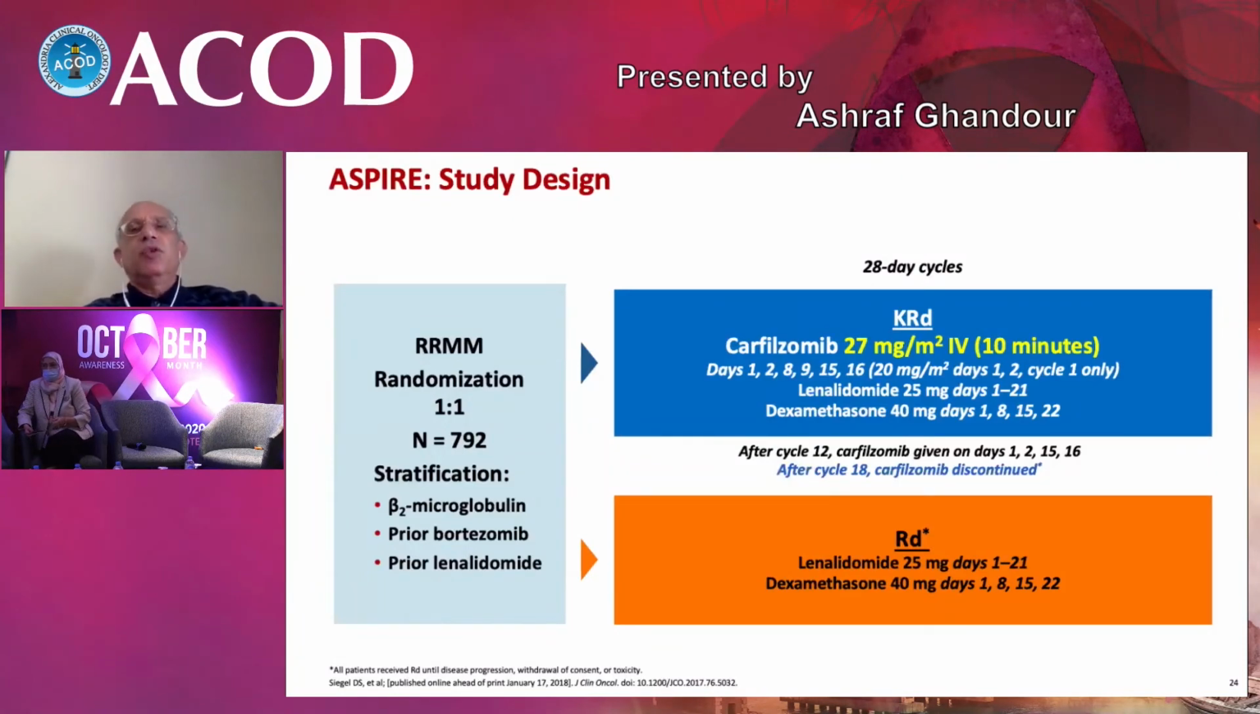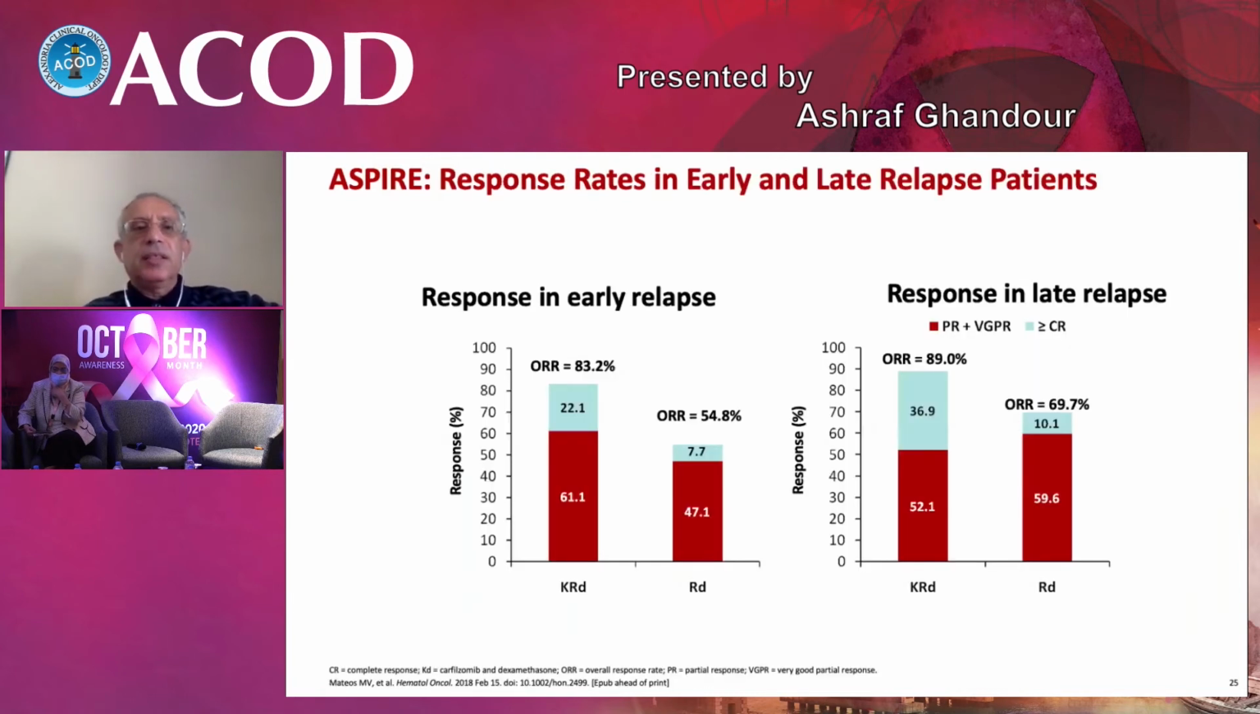Actually, for carfilzomib, we have three studies, escalating studies. The first one is ASPIRE. It's very important here. Carfilzomib was used with base lenalidomide and dexamethasone, against the standard treatment for myeloma, which is lenalidomide and dexamethasone.